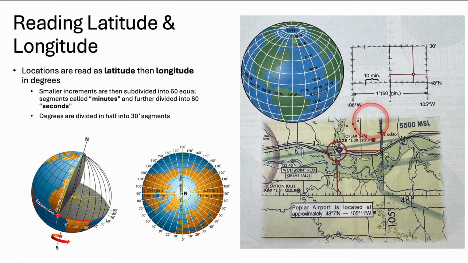Each degree is further broken down into 60 minutes. So think about a degree as an hour, and each hour is broken down into 60 minutes. You could break it down even further. 60 minutes gets broken down into 60 seconds, but we typically can't see that much detail on a chart. So most of the time we'll just use degrees and minutes.